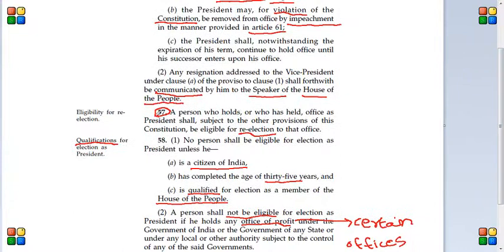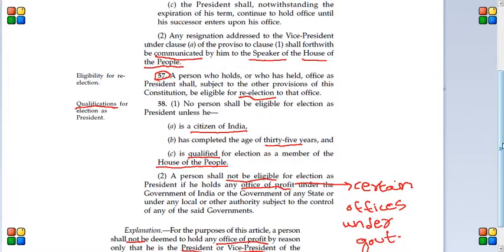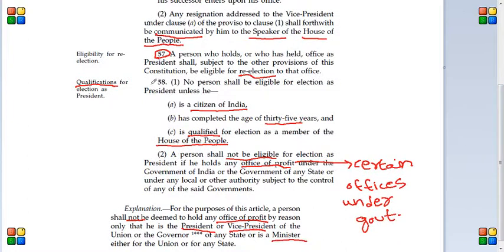Next, Article 57. Article 57 says a person who holds or who has held office as president shall, subject to the other provisions of this constitution, be eligible for re-election to that office. Basically, what it says is that any person can be re-elected to the presidential office any number of times, unlike United States, because in United States we know that president can be re-elected only once. That means he can do only 2 terms. But in India, president can be elected any number of times. That's what Article 57 talks about.